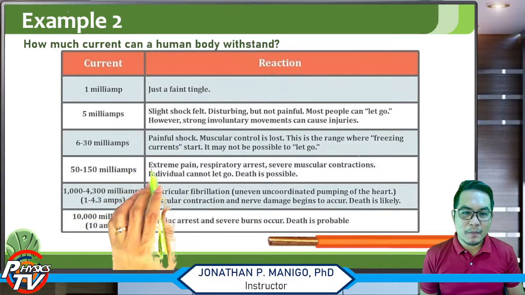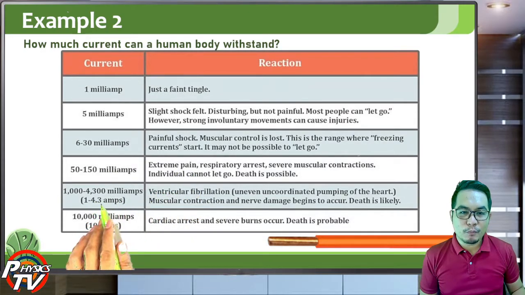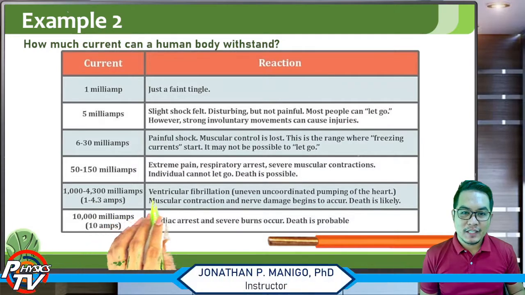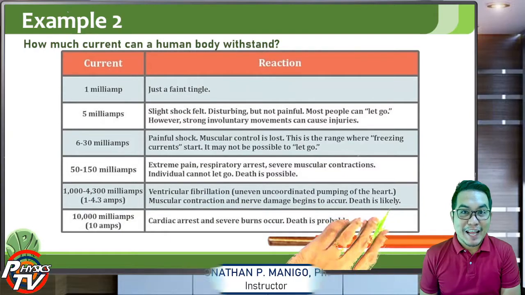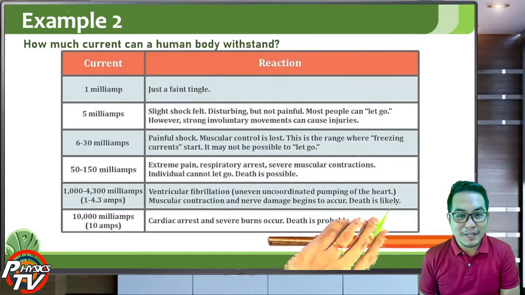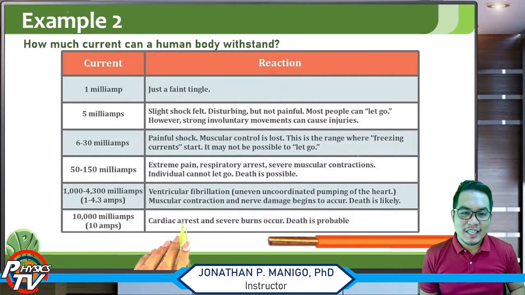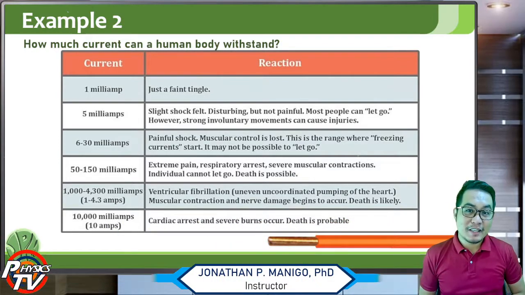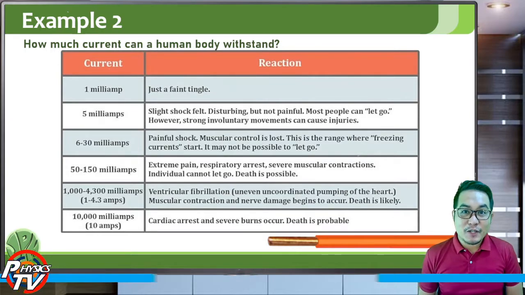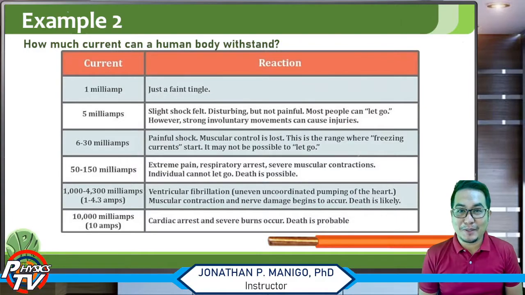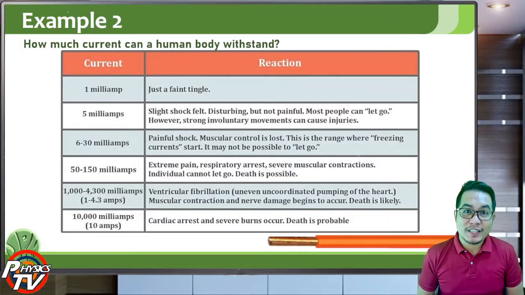50 to 150 milliamperes, extreme pain. And then 1 ampere to 4.3 amperes, death is likely. And 10 amperes, cardiac arrest and death is probable. So in our previous example, the short circuit is millions of amperes. You will surely die if you make a short circuit and you touch the wire.